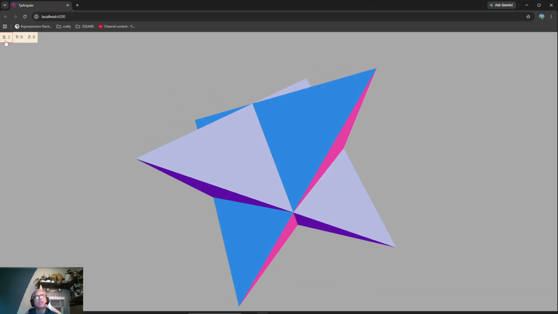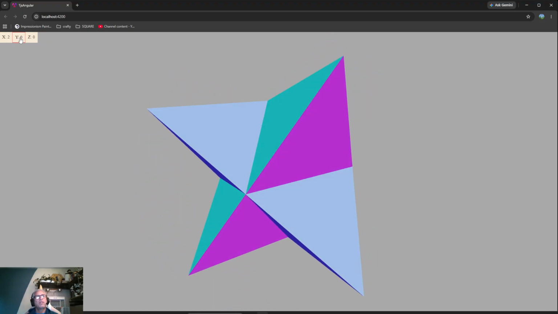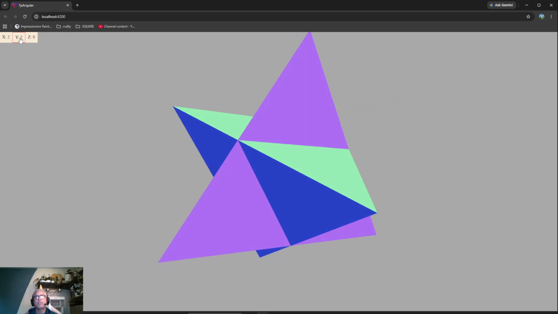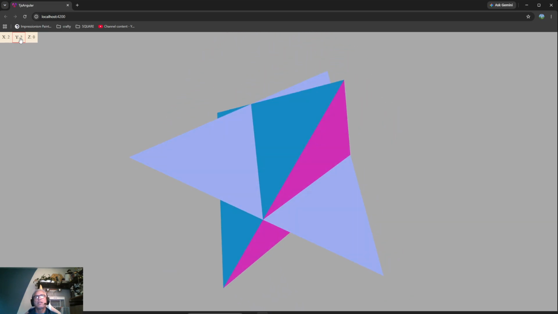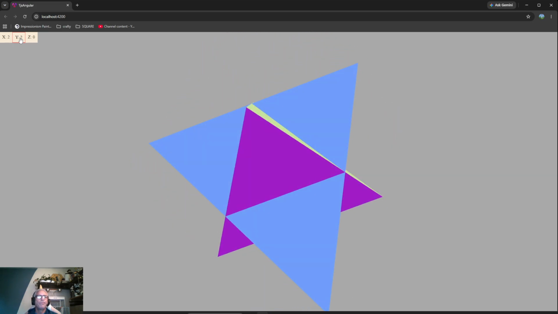I think it's really cool when you spin it in two different ways. So now it's around the x and the y.